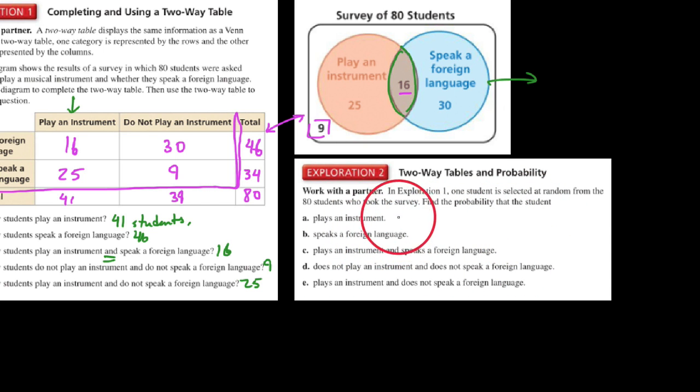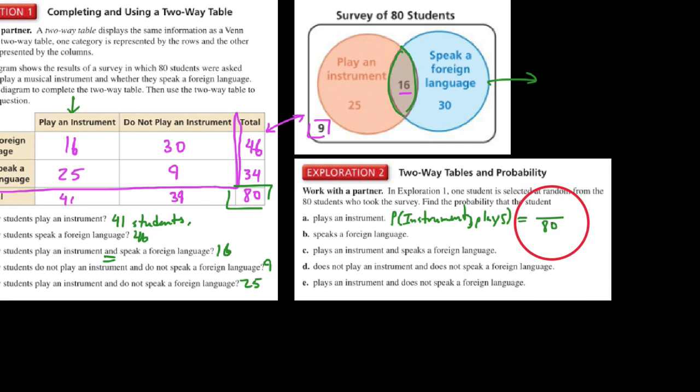As we do this here, the first thing we always want to do is represent our probability symbolically. So we say plays an instrument. But the probability they play an instrument, the first thing we want to recognize is that the sample space size, or the total overall number of students here, was 80. And that sample space size is always going to be this total of the totals down here in this bottom right corner typically.